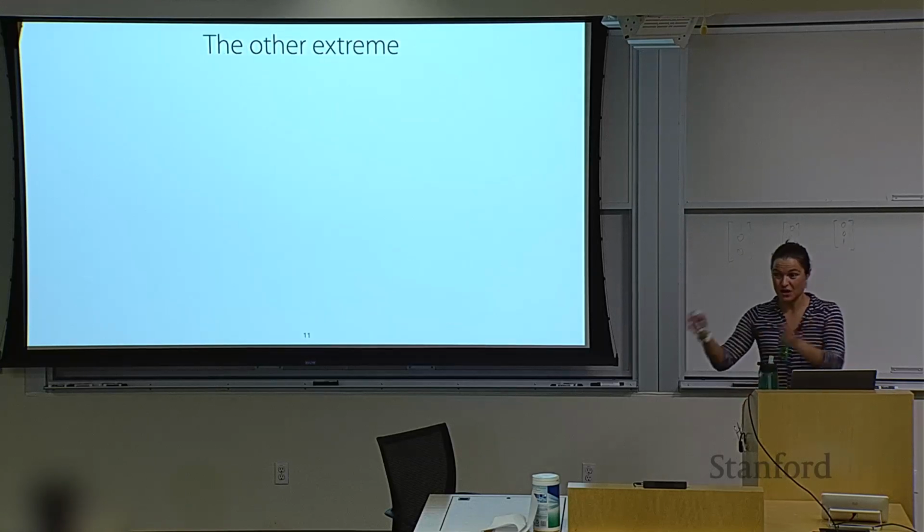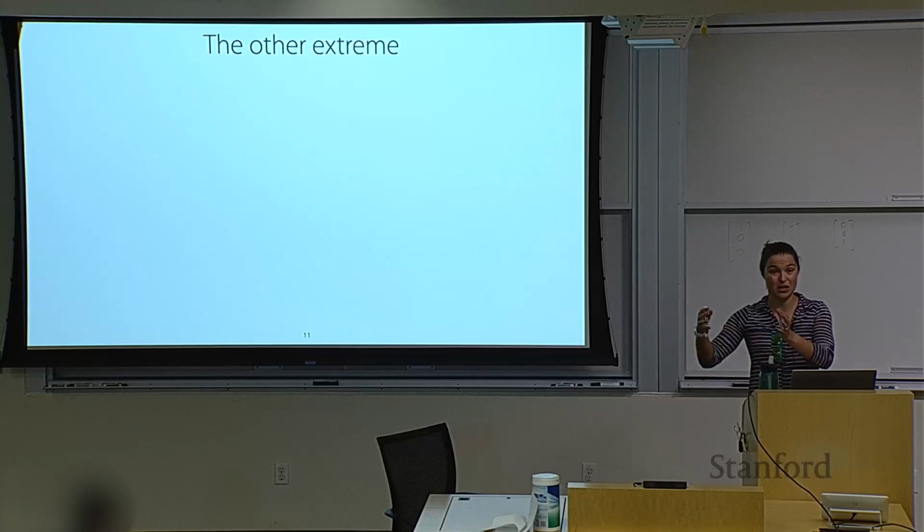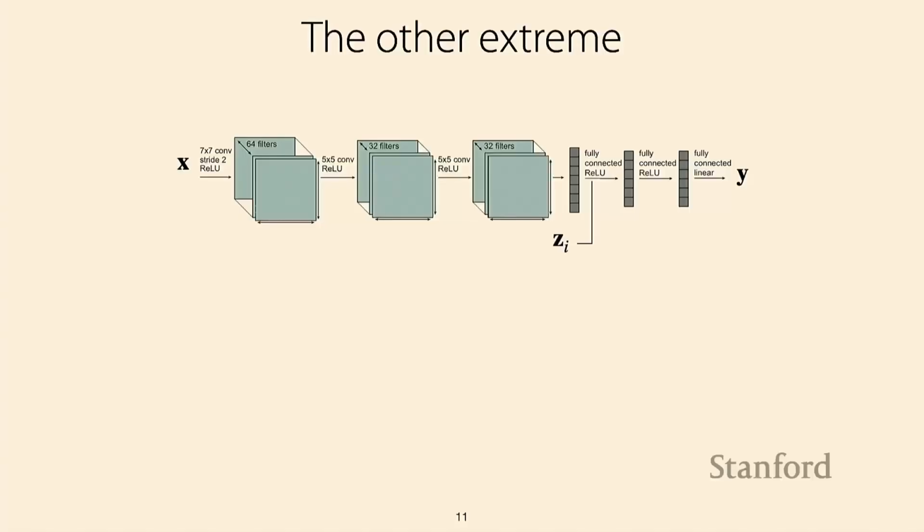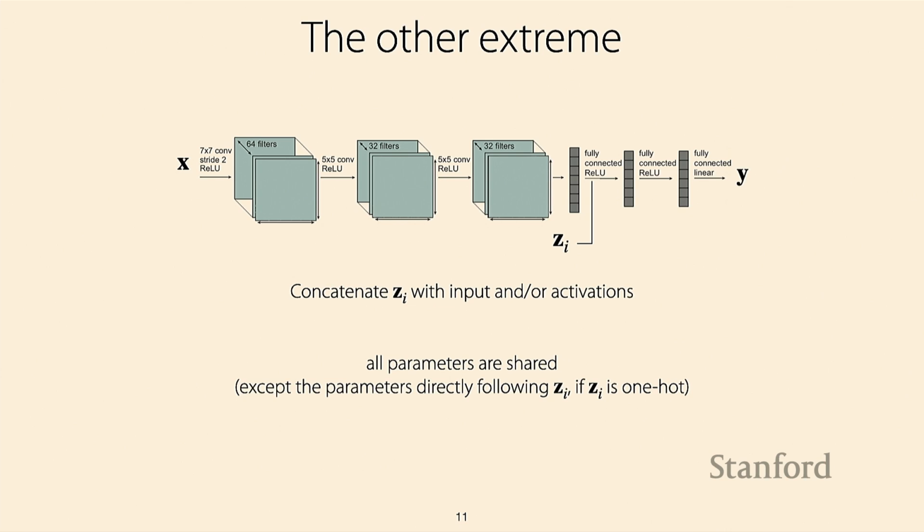And on the other extreme of the problem, we could share a lot more. We could share basically everything. So what we could do instead is have a single neural network and, for example, concatenate z with one of the layers. If you just concatenate z to one of the layers and then have everything else be normal, then basically all of the parameters are shared across the tasks, with the small exception that the parameters following zi technically will not be shared across tasks, but all the other parameters of the network will be shared.